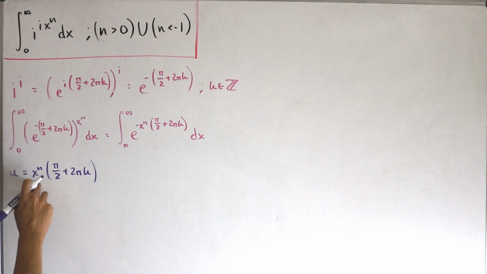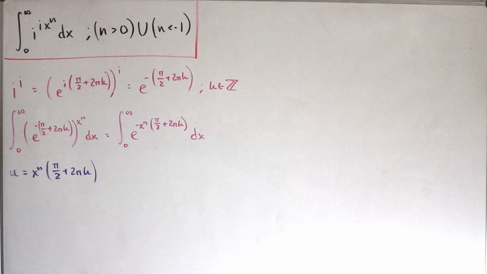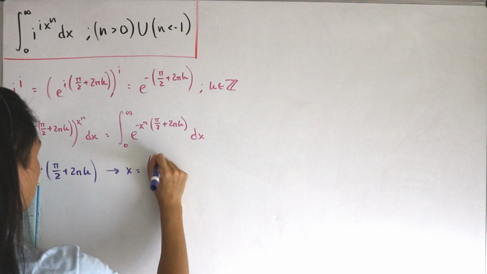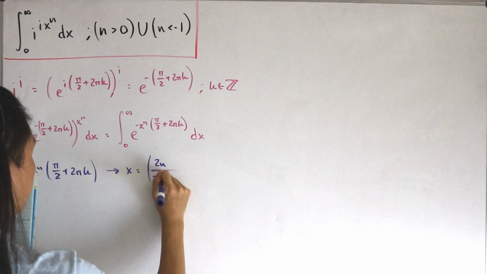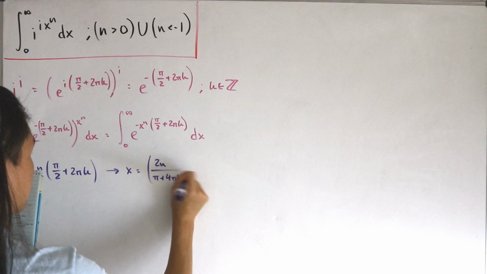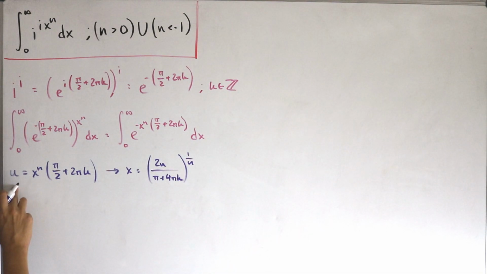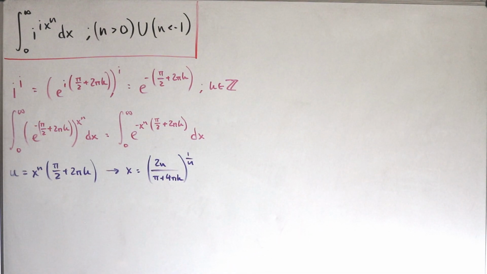And then afterwards, that's still equal to x to the power n, and to get rid of that n, we'll just raise that power to 1 divided by n, which just leaves us with x equal to 2u divided by pi plus 4 pi k, and then to the power 1 divided by n. So now let's differentiate both sides, so du and dx.